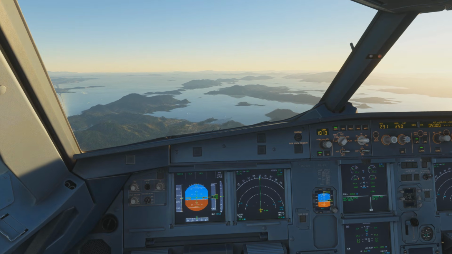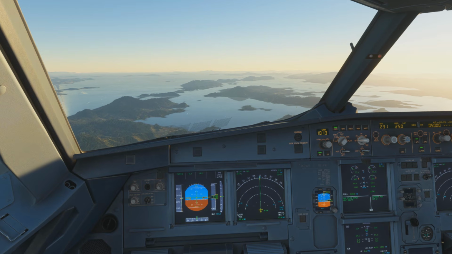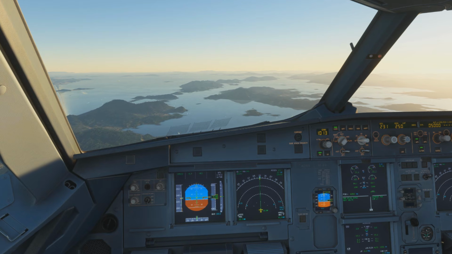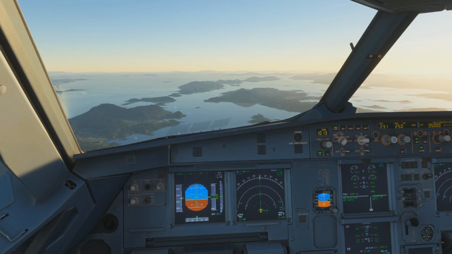And that leaves us with "too low gear" and "too low flap." Now these warnings will only come up if you're already very close to the ground and you are approaching an airport without the gear extended, or if you haven't selected the correct flap setting. So let's say you want to land with flaps full, but you are still in flaps 2. This is when that warning would come up.